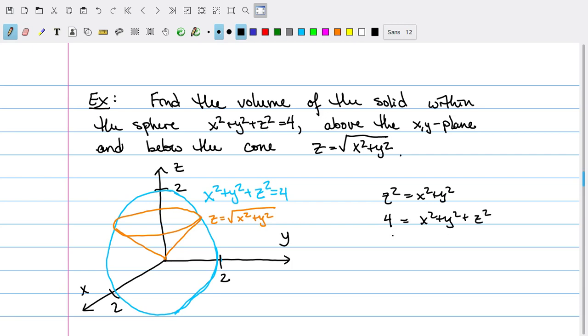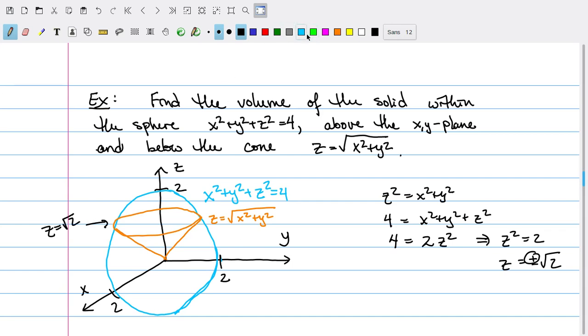So if I put that all together, I see 4 is going to be equal to 2 copies of z squared. So that'll say that z squared is equal to 2. So on that intersection, z is going to be equal to plus or minus the square root of 2. And it's definitely going to have to be the plus one because we're up above here. So this intersection is happening at z equals the square root of 2.